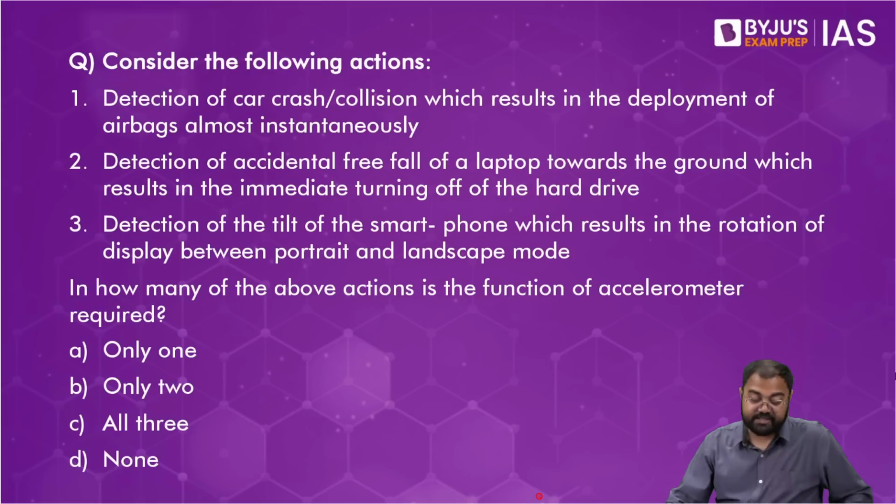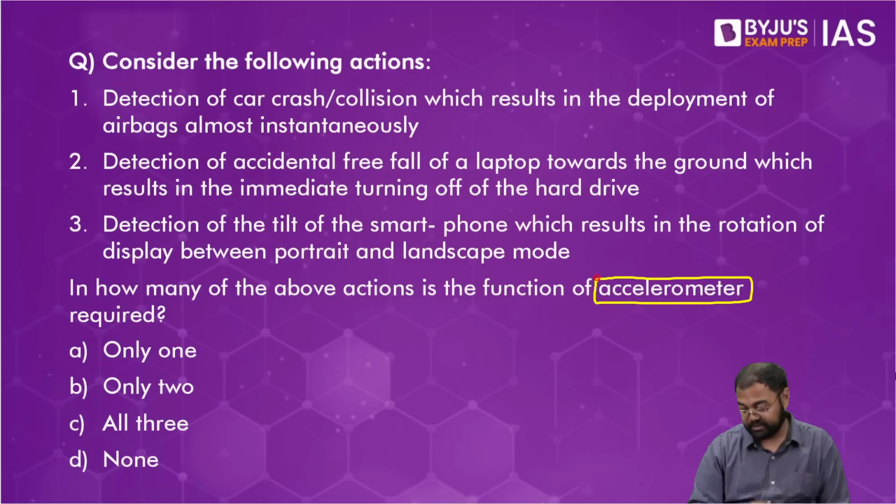Next question. Consider the following actions. Detection of car crash collision, which results in the deployment of airbags almost instantaneously. Detection of accidental free fall of a laptop towards the ground, which results in immediate turning off the hard drive. Detection of the tilt of the smartphone, which results in the rotation of display between portrait and landscape. Now they have asked you which of the above actions are related to accelerometer.